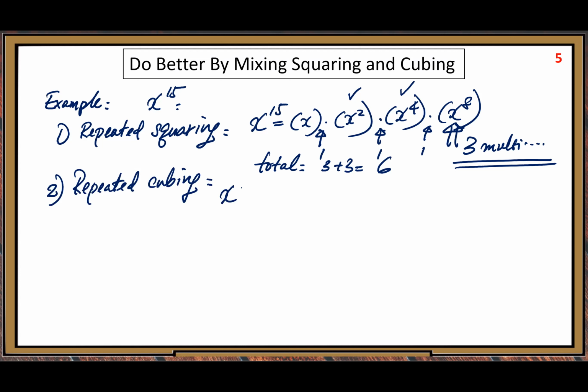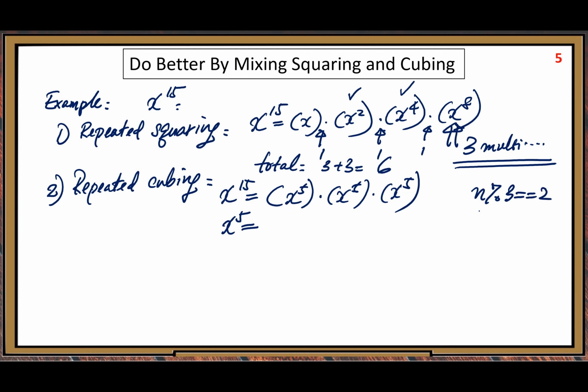All right, x to the 15th, this time we write it based on the cube structure: x to the 5th times x to the 5th times x to the 5th. But we need to calculate x to the 5th first, right? And when we calculate x to the 5th, we take the repeated cubing way. Remember, n mod 3 equals 2? Here n equals 5, so the remainder is 2. So x squared times x times x times x.